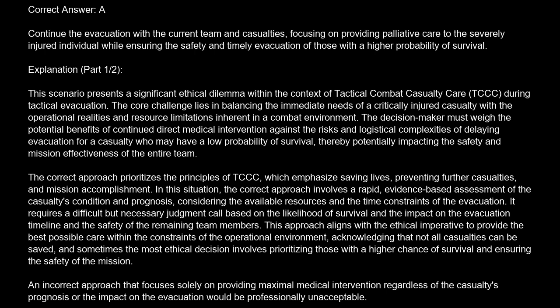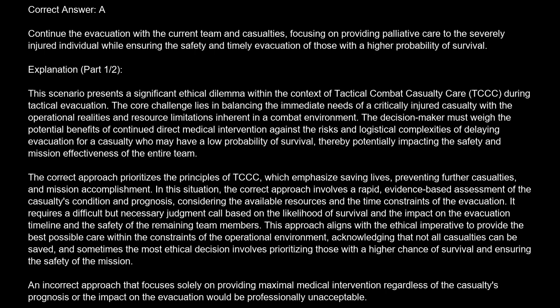of the entire team. The correct approach prioritizes the principles of TCCC, which emphasize saving lives, preventing further casualties, and mission accomplishment. In this situation, the correct approach involves a rapid, evidence-based assessment of the casualty's condition and prognosis, considering the available resources and the time constraints of the evacuation. It requires a difficult but necessary judgment call based on the likelihood of survival and the impact on the evacuation timeline and the safety of the remaining team members.